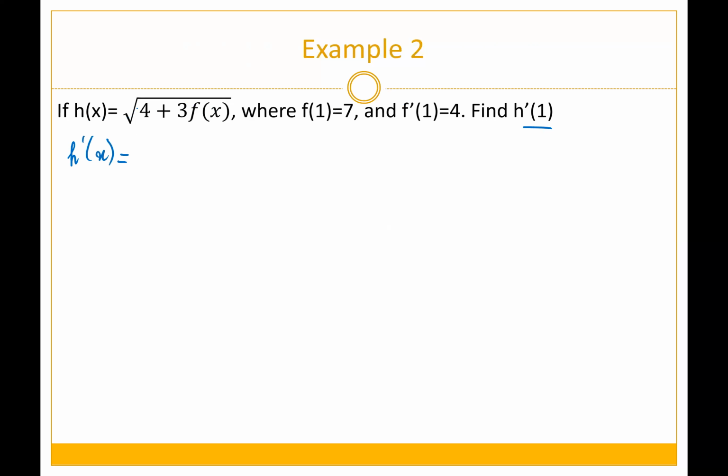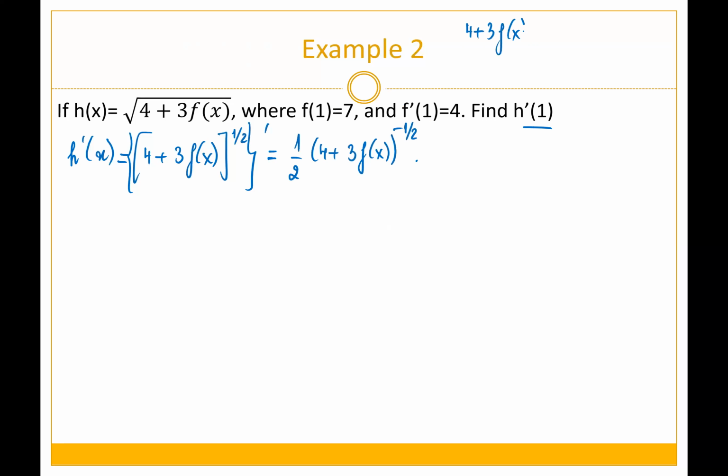Here, the outer function is square root. So it's kind of like taking the derivative of this to the half, and then for this entire thing, you take the derivative of this. So it equals, take the half out, you're going to have 4 plus 3f(x) to the negative half, multiplied by the derivative of 4 plus 3f(x). Now this derivative is going to be, let me write it down again to not confuse any of you by going too fast.